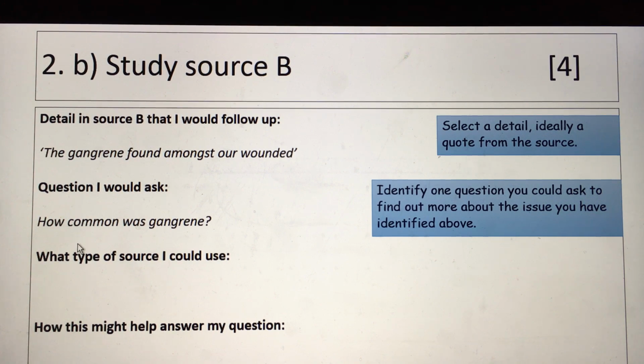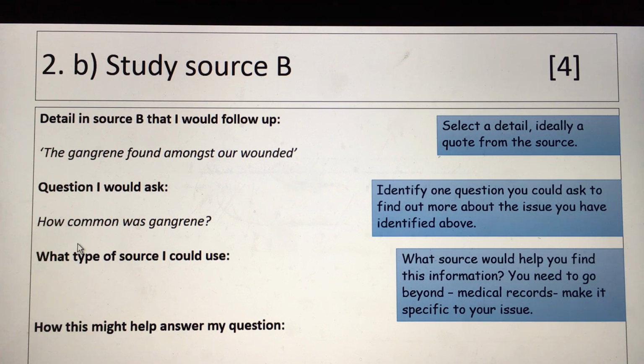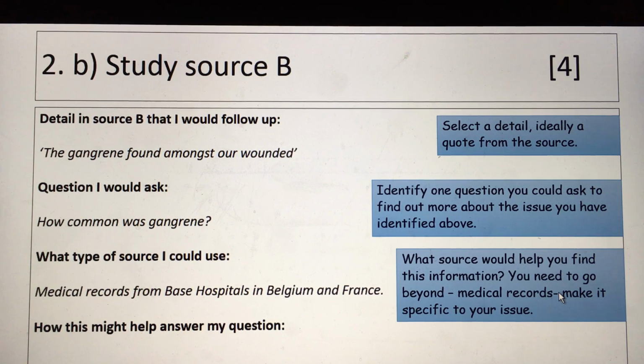This makes the next question a lot easier because here we need to provide a source that is going to help us find the answer to this question. You need to go beyond just saying medical records. We need to make it specific to our issue. So, I've gone for medical records from base hospitals in Belgium and France. I could say in World War I there, just to guarantee that I'm going to get the mark.